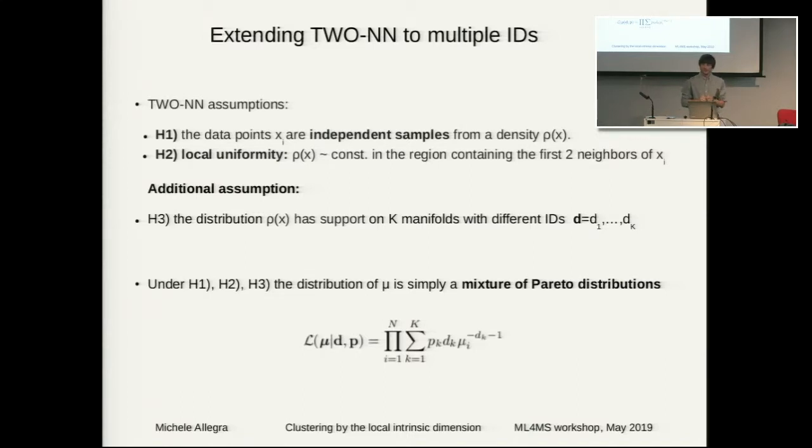So we assume that the distribution rho has support, so is non-zero, only on the union of k manifolds with different intrinsic dimensions d1, ..., dk. So there are in the space k manifolds with their own intrinsic dimensions, and the data lie on the union of these manifolds. Under these assumptions, the distribution of the mu, which are the ratios, again, of the distances of the second and first neighbor, follows a simple mixture of Pareto distributions.